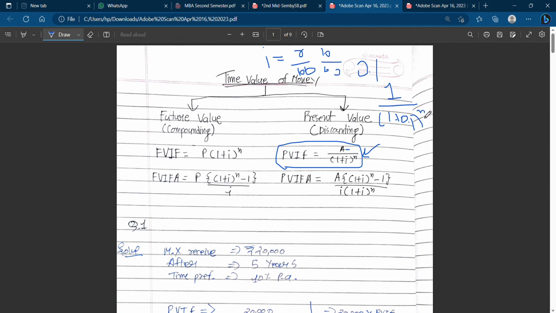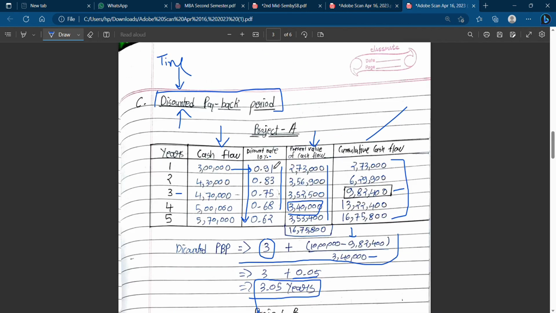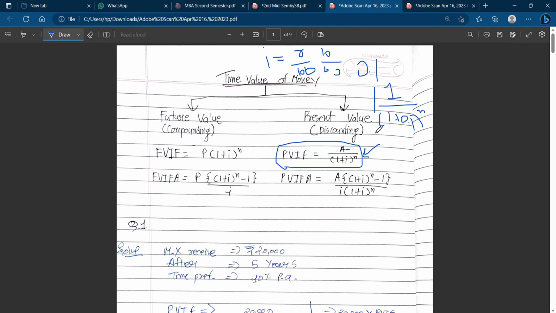If we are calculating for the first year, it is n equals 1. If we are calculating for the second year, it is n equals 2. So let's calculate this value for the first year. According to our formula, it is 1 divided by (1 plus 0.1). 0.1 plus 1 gives us 1.1, divided into 1, and we are calculating for the first year, so the power is 1.